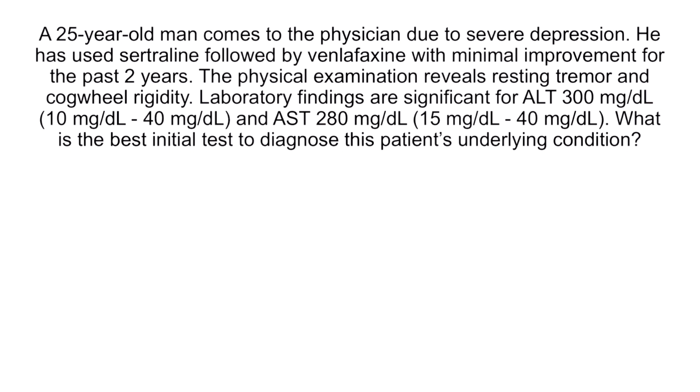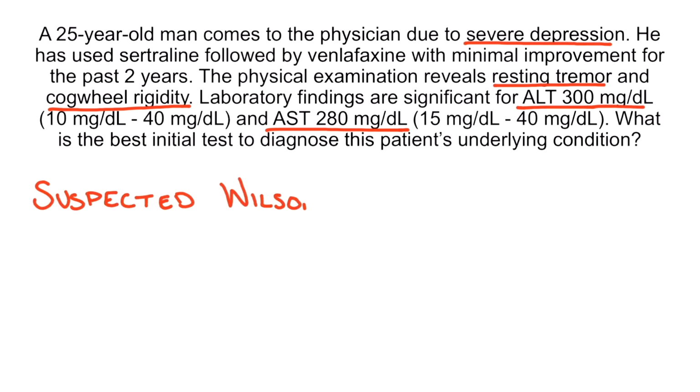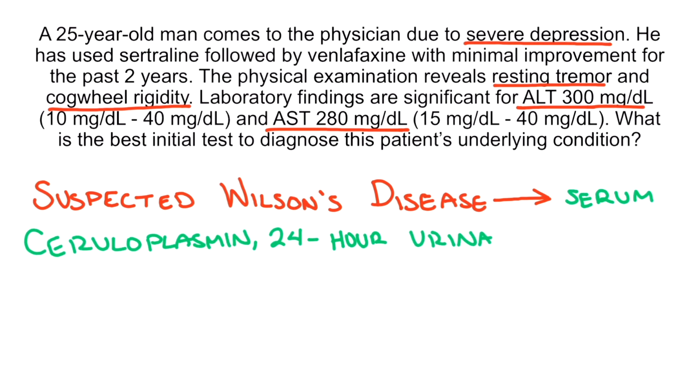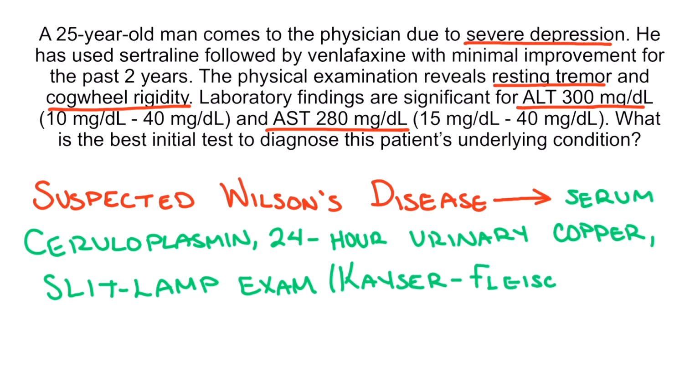This young man presents with treatment-resistant depression. Physical exam reveals resting tremor and cogwheel rigidity, Parkinsonian signs suggestive of basal ganglia involvement. Additionally, he has signs of hepatitis with high ALT of 300 and AST of 280. Psychiatric diagnosis, Parkinsonian features, and hepatitis in a young patient raise suspicion for Wilson's disease. The best initial tests for Wilson's disease are measuring serum ceruloplasmin levels, 24-hour urinary copper excretion, and slit lamp exam, which typically shows Kaiser-Fleischer rings.